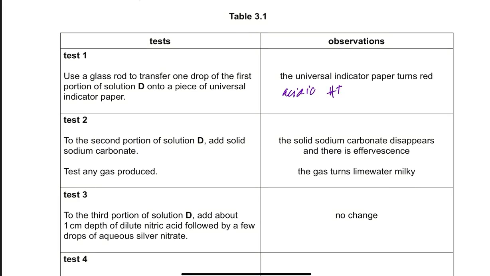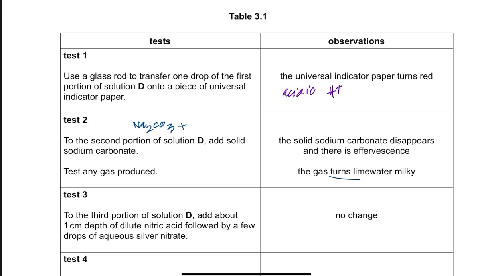Because red means that it is acidic, and acidic means it must have H plus ions in it. Then test 2 says, to the second portion of solution D, add solid sodium carbonate and test any gas produced. The observation is that the sodium carbonate disappears. Obviously, why would sodium carbonate disappear? Because the gas being formed, they're saying, turns lime water milky, which is carbon dioxide, right?